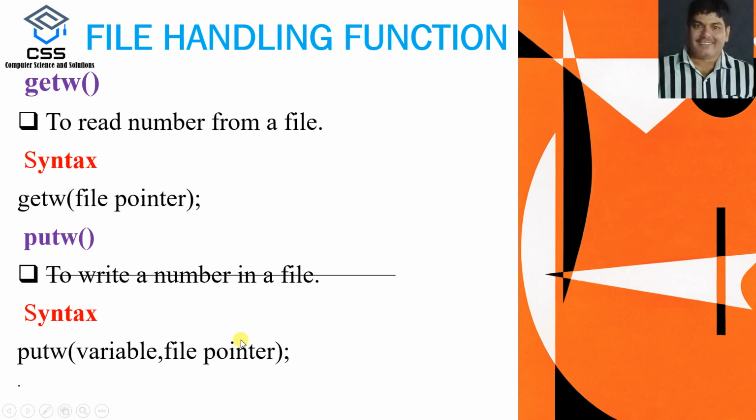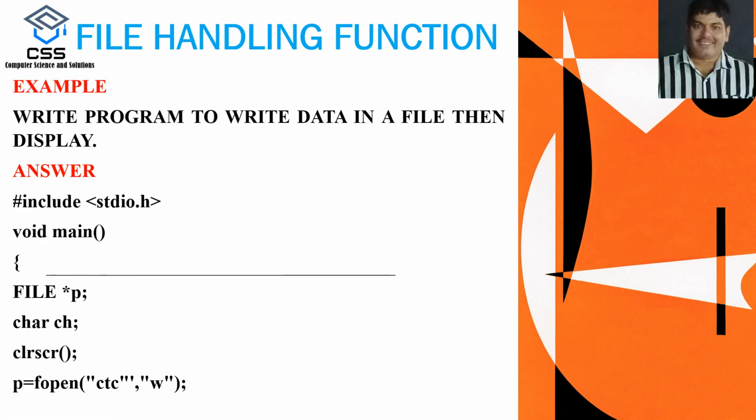We have to take examples for character read and write and for number read and write. First, how to write a character in a file, then display it. See, the header file is taken, otherwise the file pointer will not work. FILE is used with a pointer variable. Then P is the pointer variable, so we can write P equal to fopen. The file name we are creating is ctc. Opening mode is write, W.